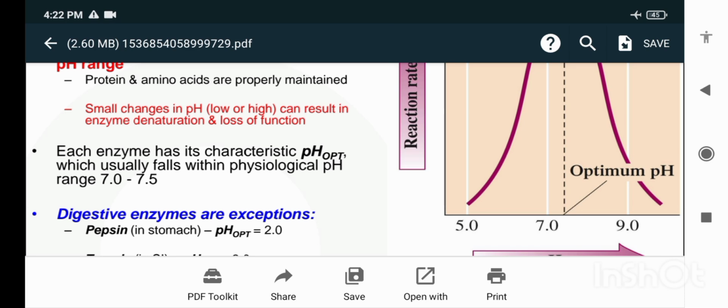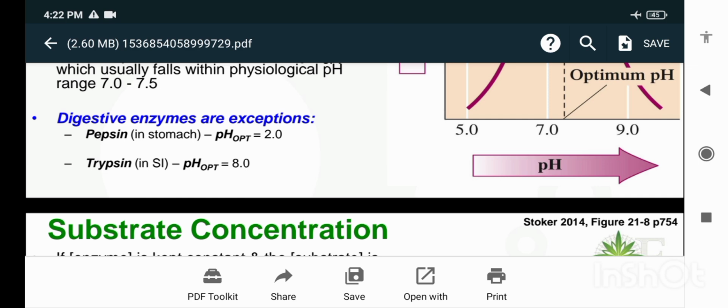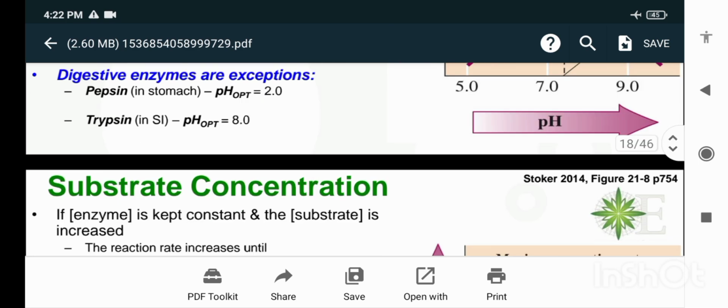Digestive enzymes are exceptions. Pepsin in the stomach has an optimum pH of 2.0. Trypsin in the small intestine has an optimum pH of 8.0.